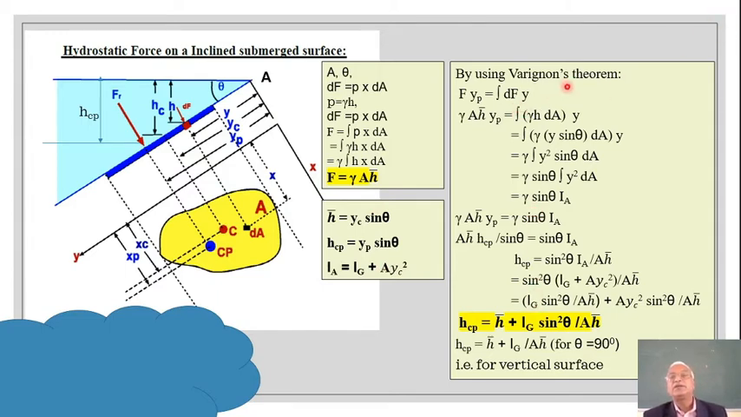So here, we use Varignon's theorem. What is Varignon's theorem? The moment of the resultant is equal to the sum of the moments of all the forces. Here all the forces means such small forces dF for every dA. So when we do dF into y, that is dF multiplied by its corresponding distance from this axis, dF into y integrated over the whole area should be equal to the moment of the resultant force and its distance.